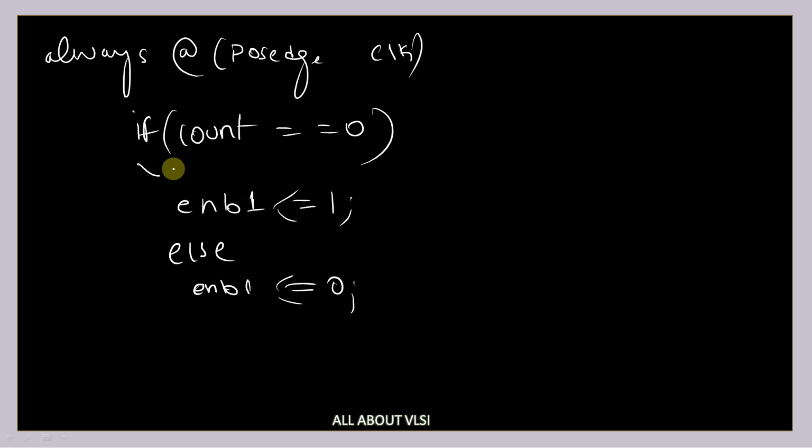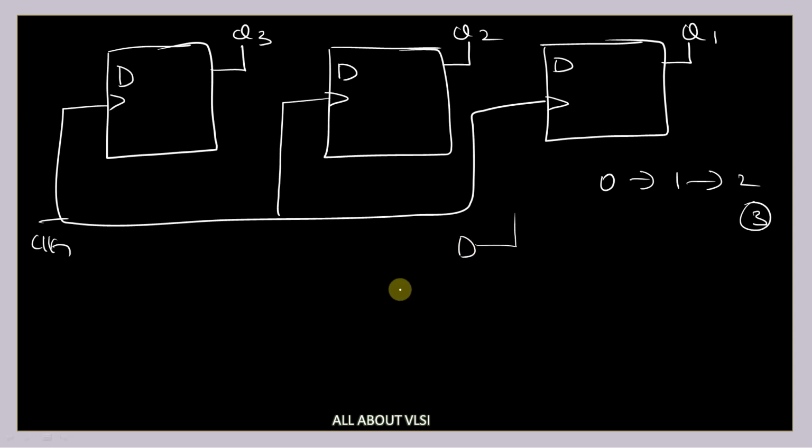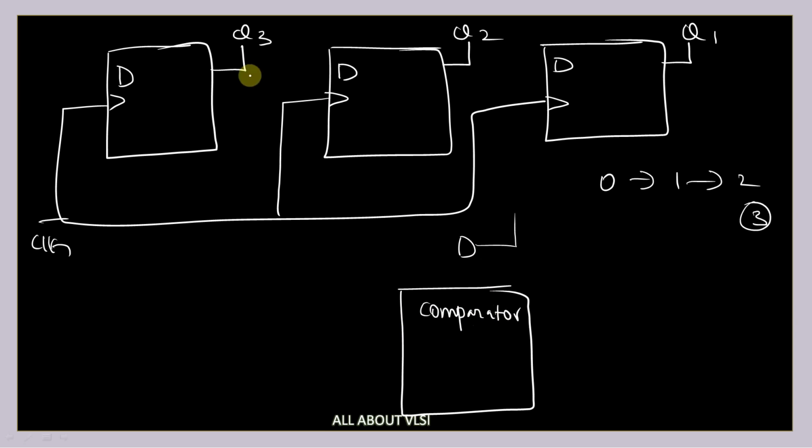Now what I am doing here, basically I am comparing. This is my comparing logic. Now how will my synthesizer yield a comparator logic like this? My synthesizer will yield a comparator logic like this because I'm writing a comparison. And whatever the outputs you get from this flip-flop, this count will be given to your comparator.